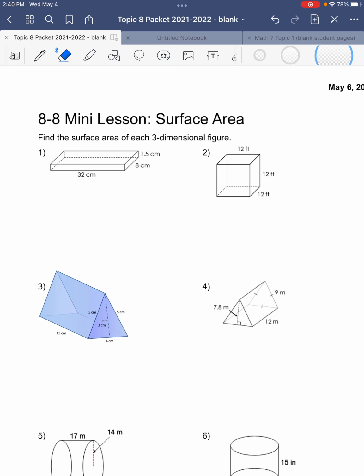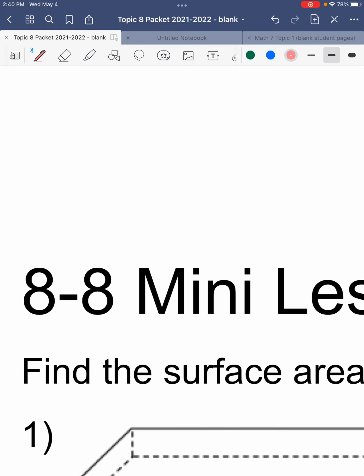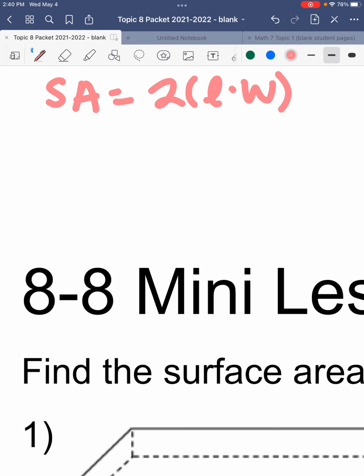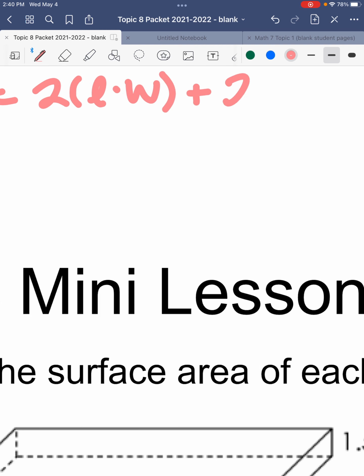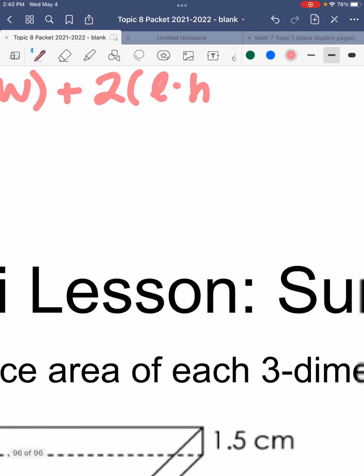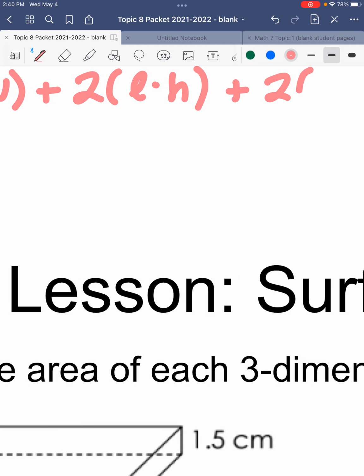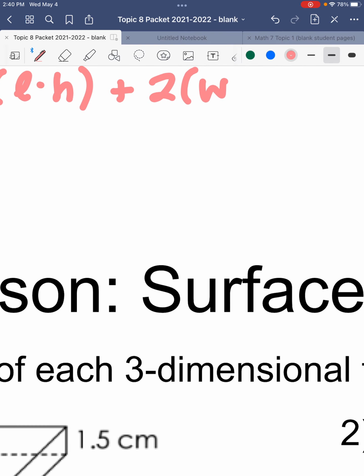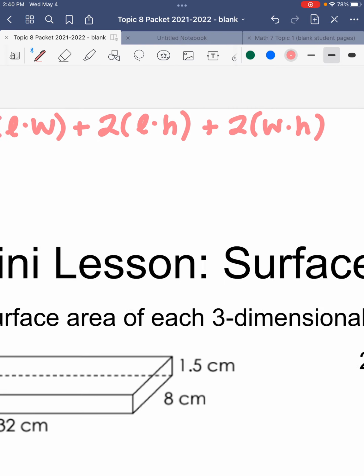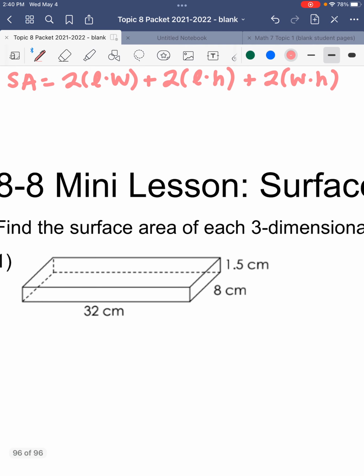So first of all, in number 1 and 2, I have surface area of a rectangular prism and a cube. Now for these, I can use a formula. And that formula, I'm going to write up here, is surface area equals 2 times the length times the width plus 2 times the length times the height plus 2 times the width times the height. Okay, so I'm going to zoom out so we can see the whole formula. Surface area equals 2 times length times width plus 2 times length times height plus 2 times width times height.